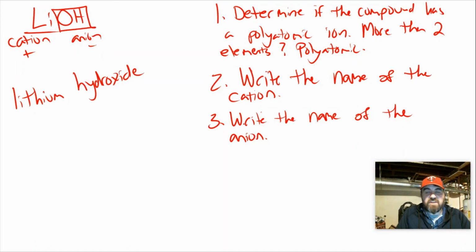Step 2, write the name of the cation, the positive part, the first part. Step 3, write the name of the anion, the negative part, the second half. That's done. That's it. You don't have to do anything else. You don't have to change anything, unlike with type 1 where you had to change to ide. This one, you just write it as it is.